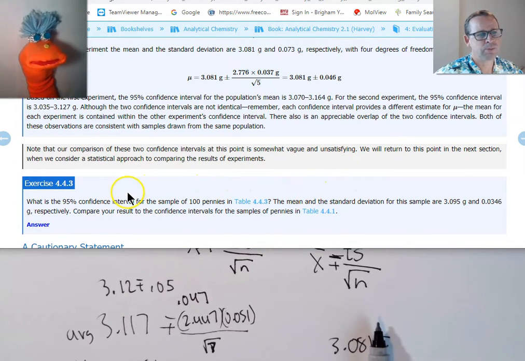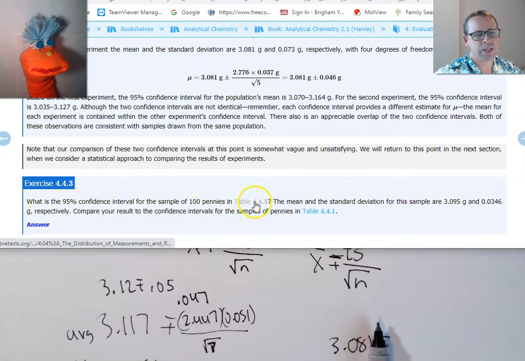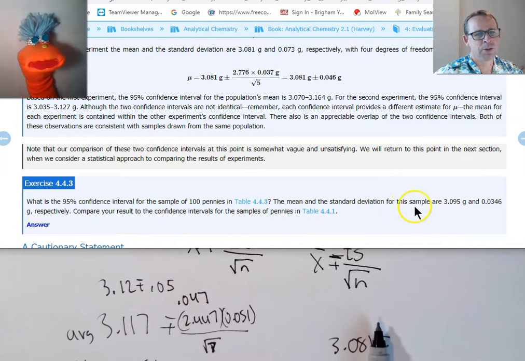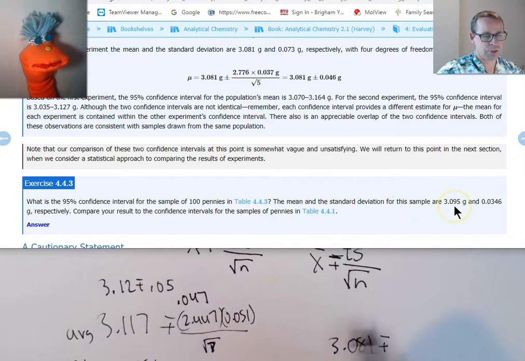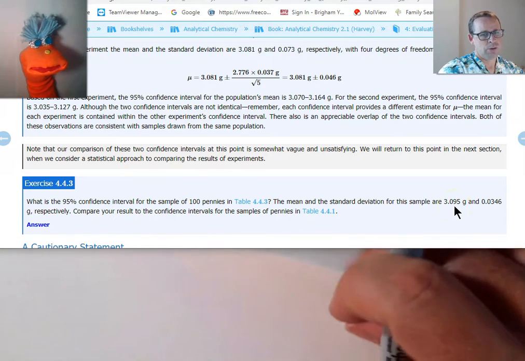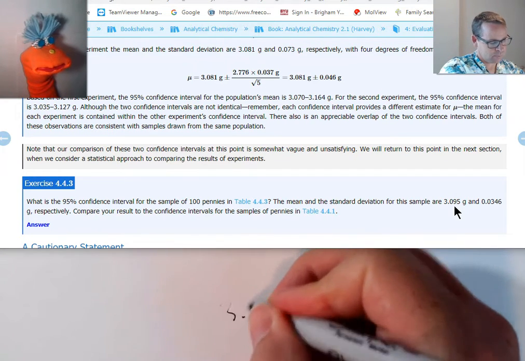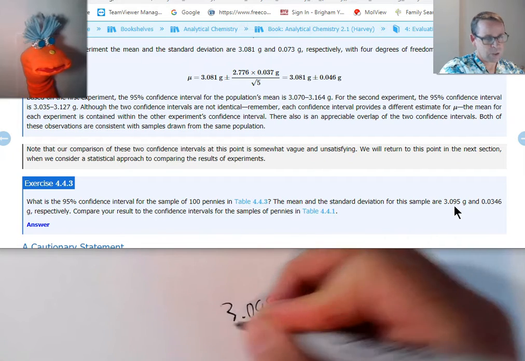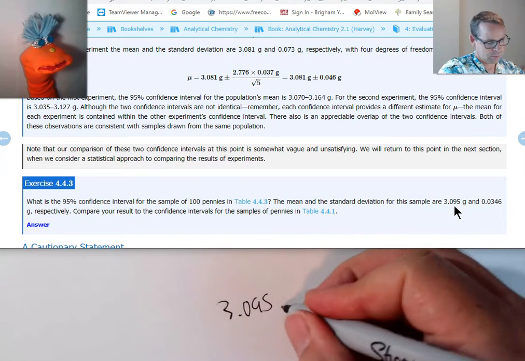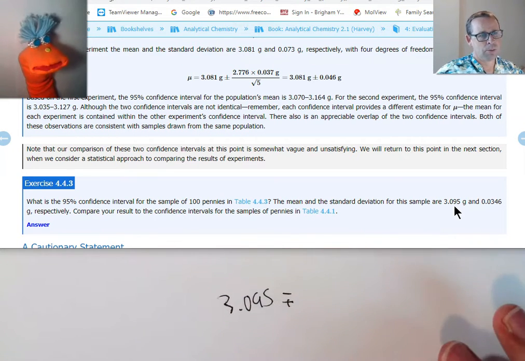Want to do another one? We could look at it. All right, what's the 95% confidence interval for the sample of 100 pennies? Oh, okay. Well, it's nice they give us the mean and the standard deviation. Yeah, that's nice. So it should be pretty straightforward, right? So you get your mean, 3.095. Then what? Plus or minus.